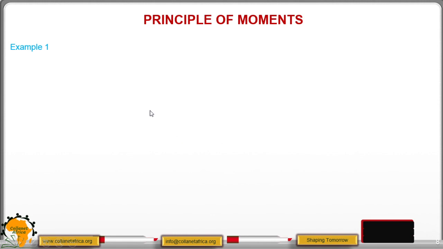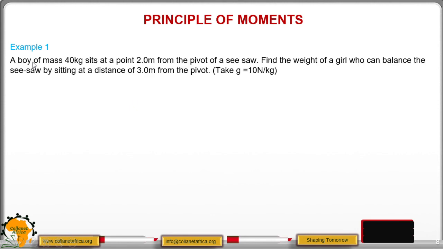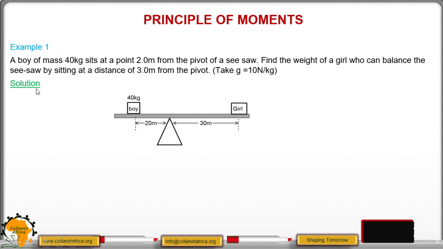Let us go through some examples so that we understand even better the principle of moments. We have a boy of mass 40 kg who sits at a point 2 meters from the pivot of a seesaw. Find the weight of a girl who can balance the seesaw by sitting at a distance of 3.0 meters from the pivot. So we are told to take g as 10 newtons per kg. Let us go through the solution.